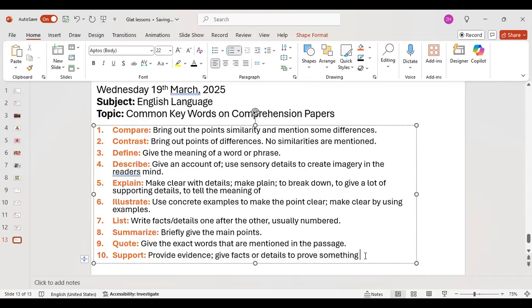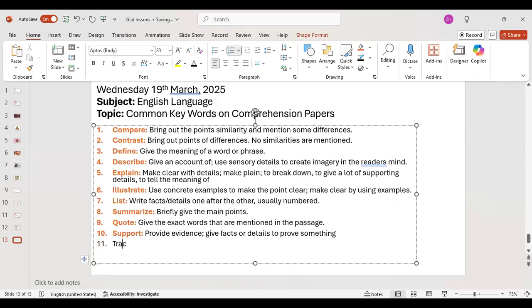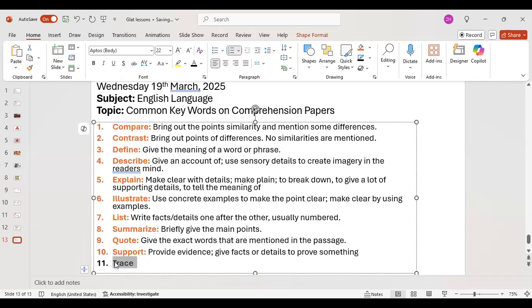Okay. And then we have, is that all the words that they could give you? Am I missing anything? So they could say compare, contrast, define, explain, illustrate, list, summarize, quote, support. And finally, they could say trace. Not like trace in a drawing. If they say trace, do y'all know what trace means? What does it mean to trace?